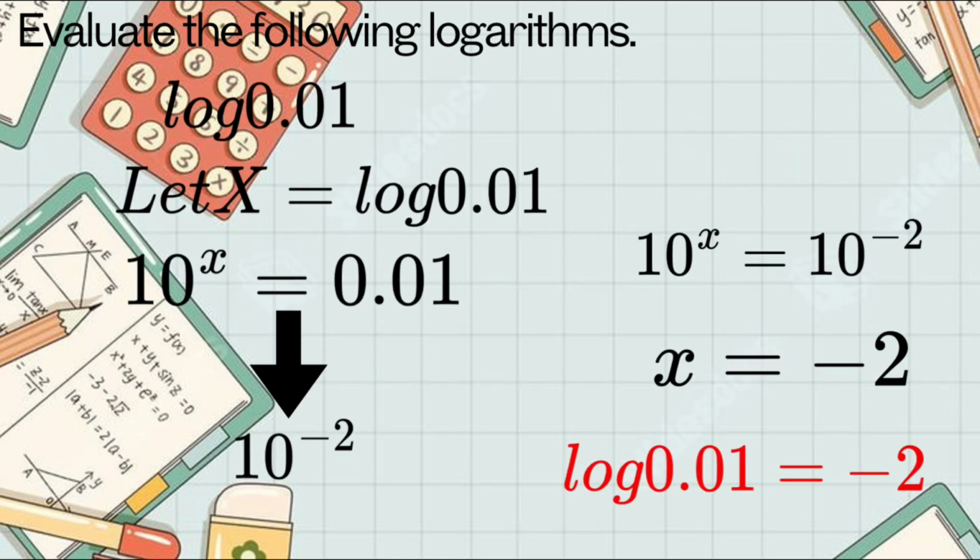In this example, we have log 0.01, and let x be equal to log 0.01. Since it is a common logarithm, we have 10 raised to the power of x is equal to 0.01. How can we get the base 10 in 0.01? We simply express it as 10 raised to the power of negative 2. As I said, we only have to get the exponent, so the answer is x is equal to negative 2. We have log 0.01 is equal to negative 2.